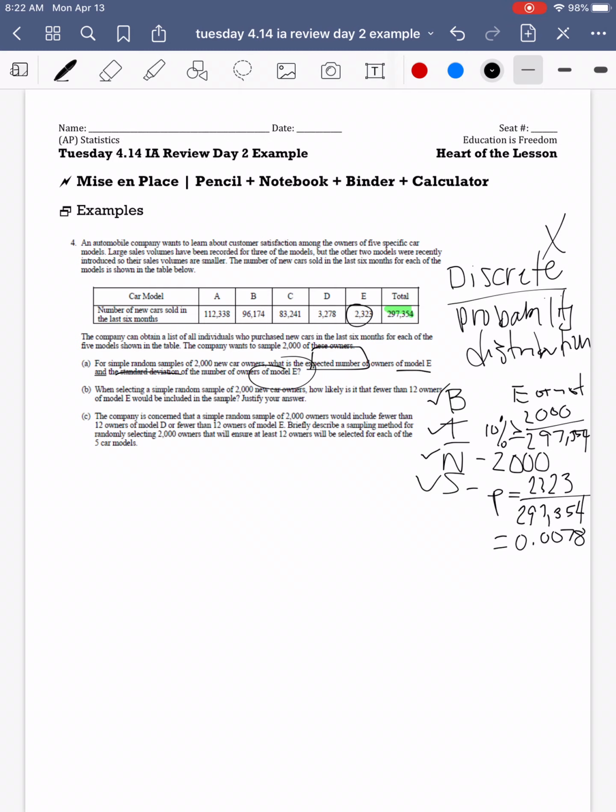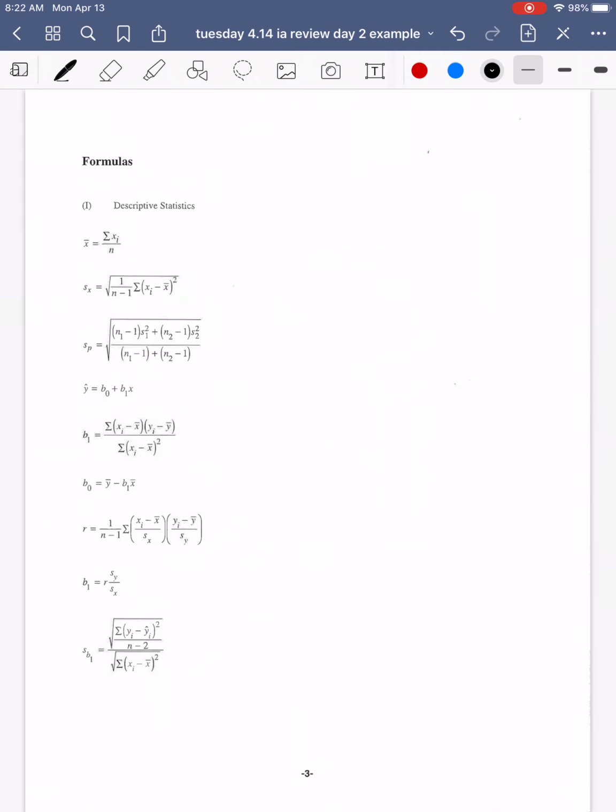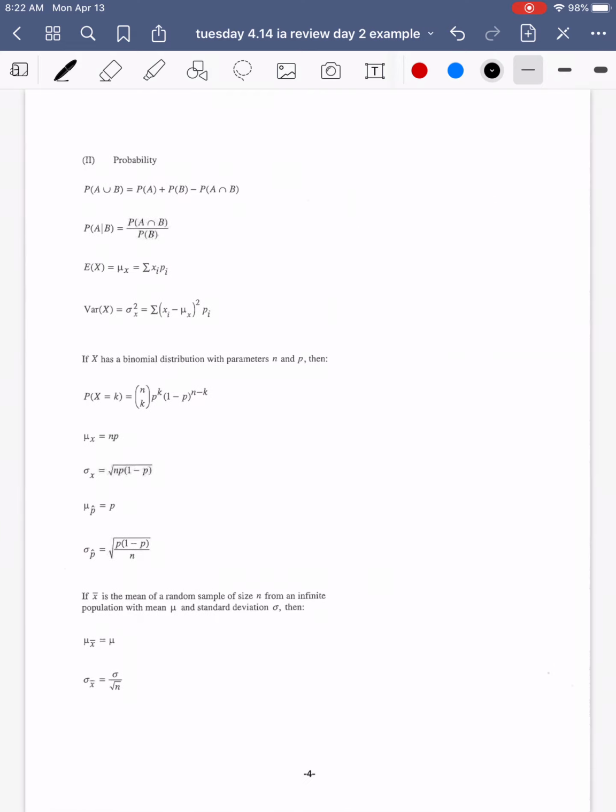So for the expected value and the standard deviation, let's take a look at our AP reference sheet to refresh how we find those values. On this page here, it says if x has a binomial distribution with parameters n and p, which we've determined, then this is going to be our expected value, and this is going to be the formula for the standard deviation.